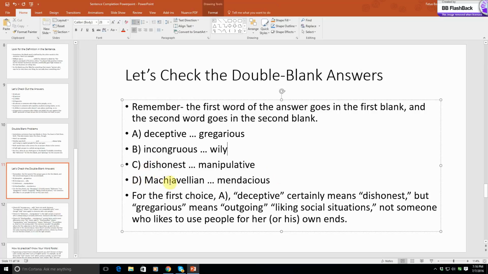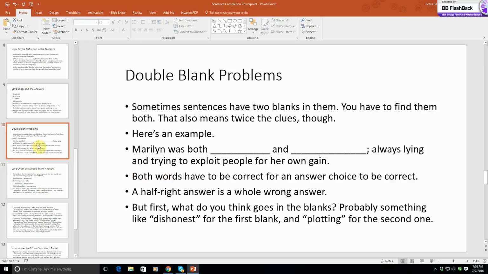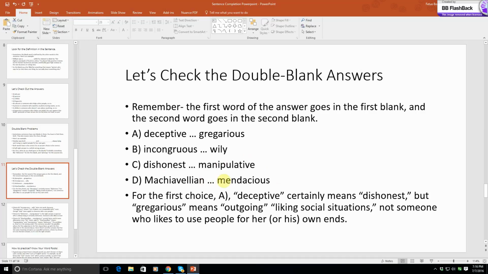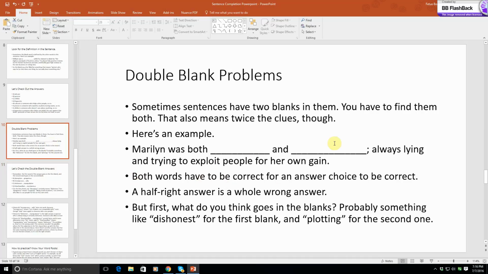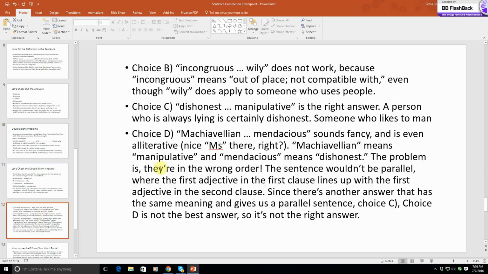Remember, this Machiavellian would have to go in the first blank, and the first blank has to be lying. Machiavellian is not necessarily lying, it's manipulative. And mendacious means lying, but in the second blank, that would have to go with trying to exploit people for her own gain. And I know you're asking me, but John, how do I know that?